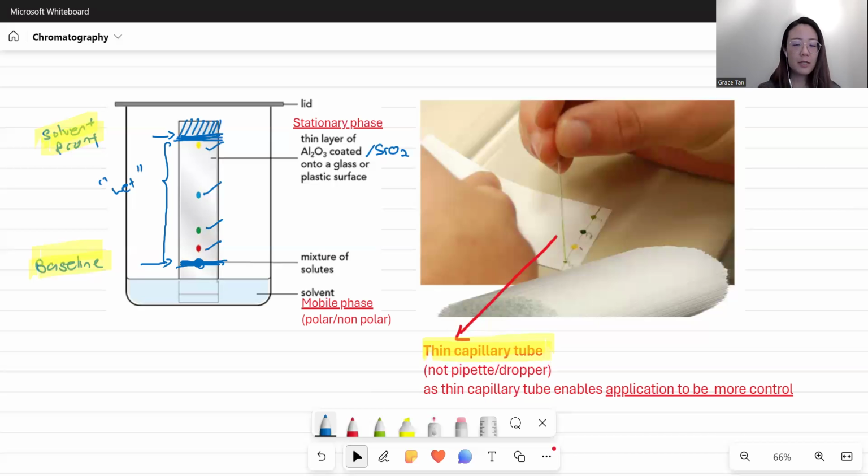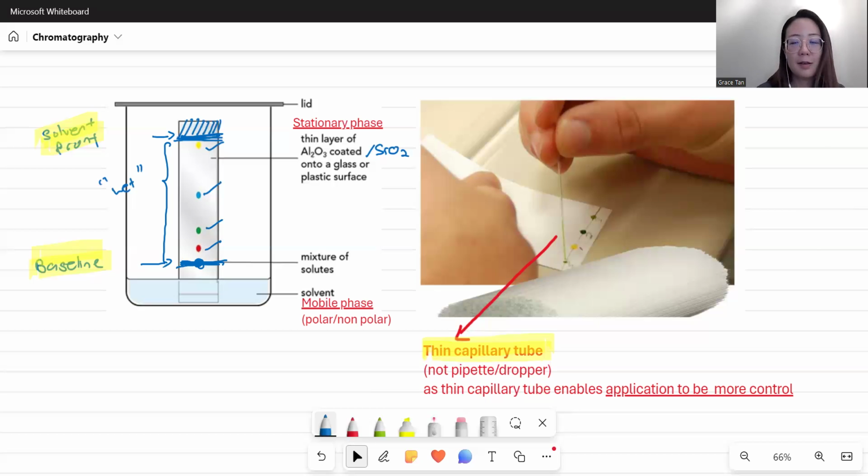So the question asked in paper 5 was, why do we need to use a thin capillary tube to place the sample on our baseline, and why we cannot just use a pipette or a smaller pipette or a dropper? Okay, the answer is because thin capillary tube enables the application to be more controlled. That would be the answer from the marking scheme.